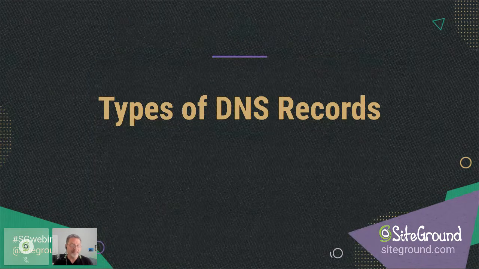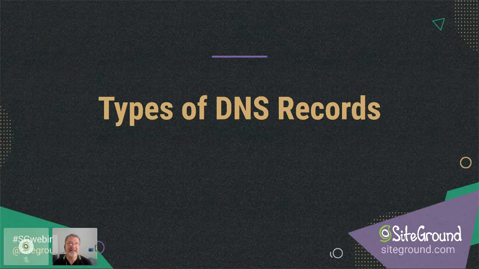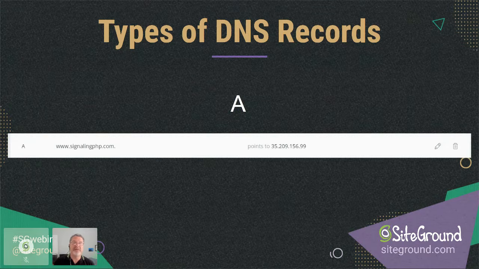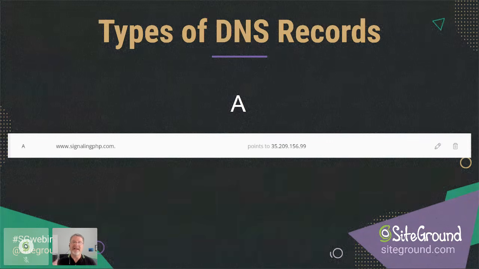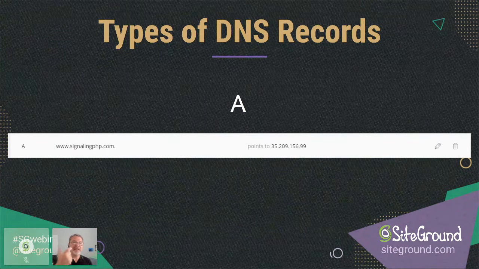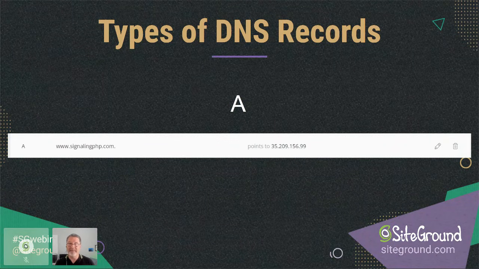So let's talk a little bit about the types of DNS records there are out there. Now, I showed you that list in my zone file for this, and it had 3 distinct types. It had text, MX, and A. A is by far the most common one, and an A record converts a domain and machine name into an IP address.